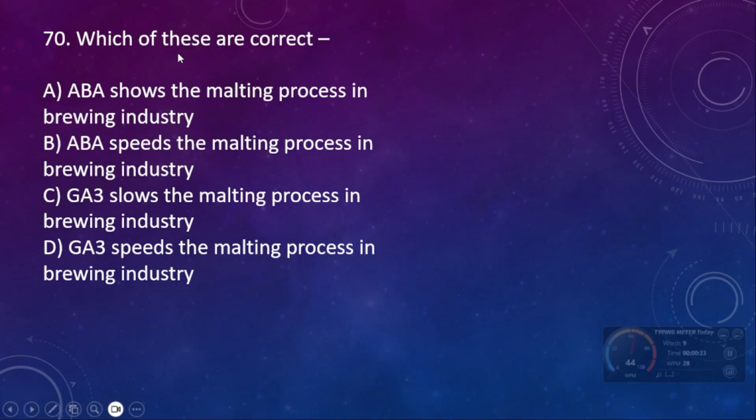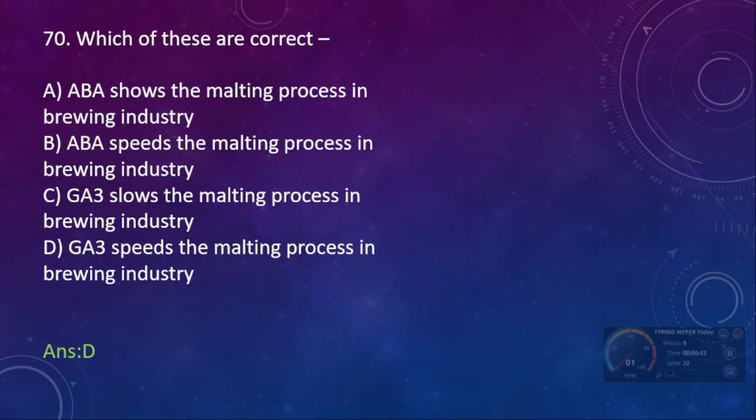70th one. Which of these are correct? Option A. ABA slows the malting process in the brewing industry. B. ABA speeds the malting process in the brewing industry. C. GA3 slows the malting process in the brewing industry. D. GA3 speeds the malting process in the brewing industry. So among them, D is right.